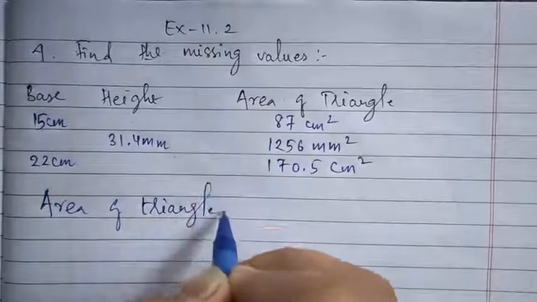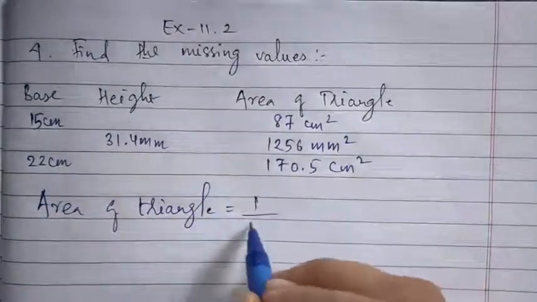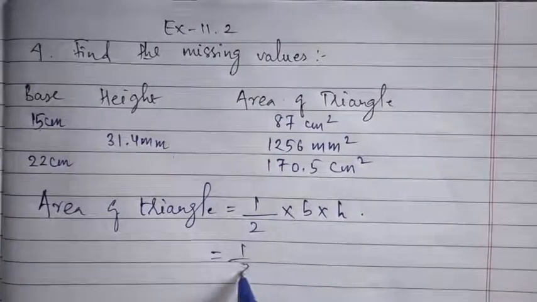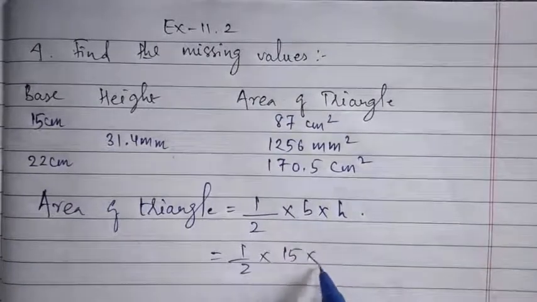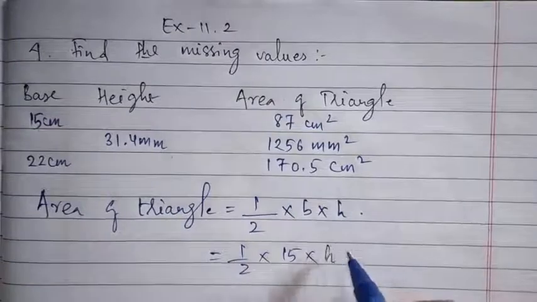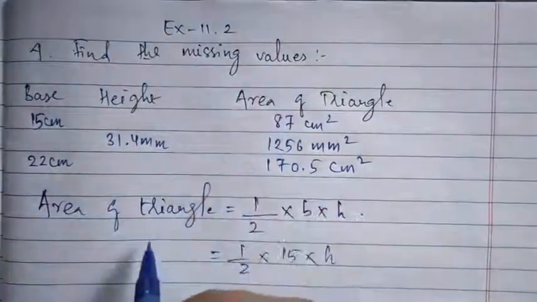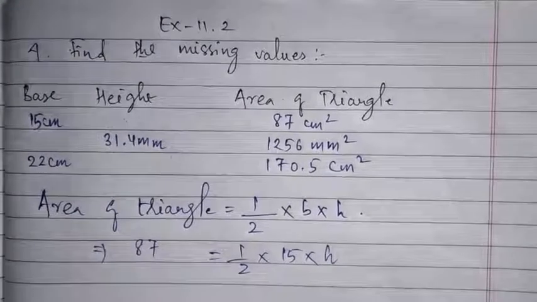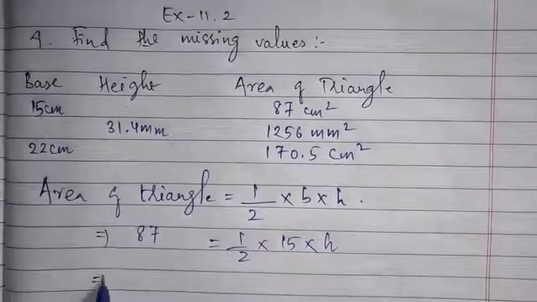So what is the formula of area of triangle? We did it yesterday. That is half into base into height, isn't it? So what is the base given? The base given here is 15. What is the height given? Don't know. That is you have to find. And area given here is 87, right? So the question is very simple. Just you have to use your logic.